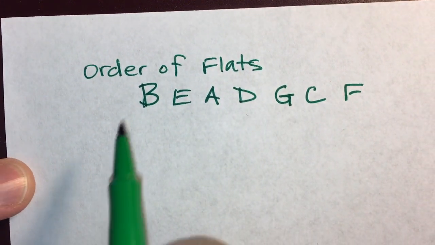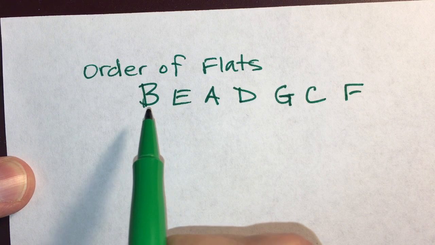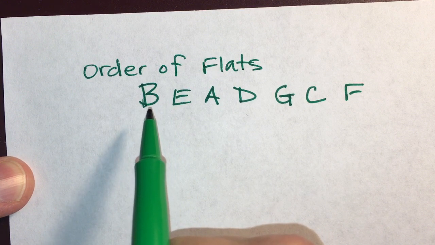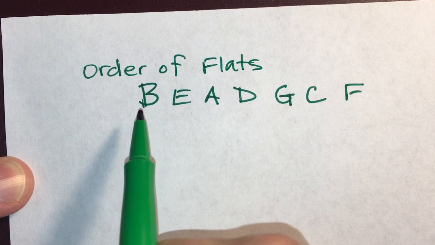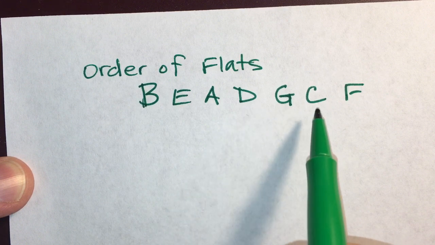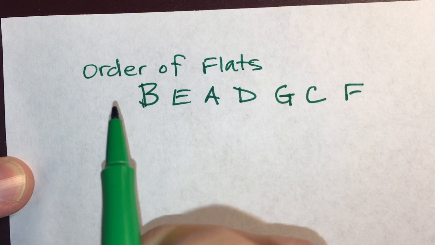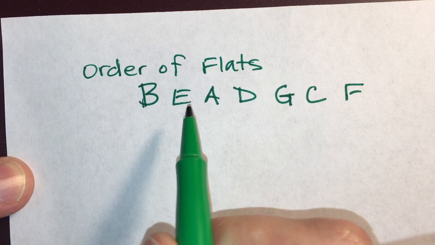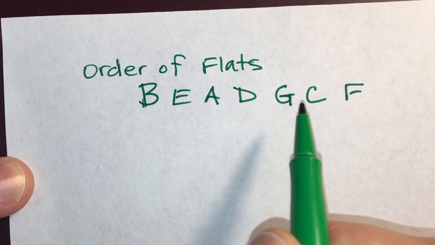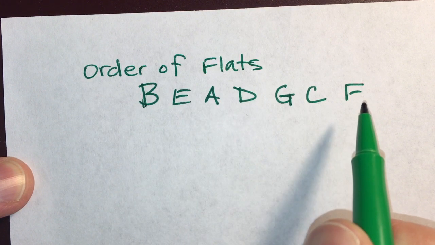A way to remember this order of letters, there are two ways. The way I learned a long time ago was BEAD, greatest common factor. Another saying is Breakfast Ends And Down Goes Charles's Father.